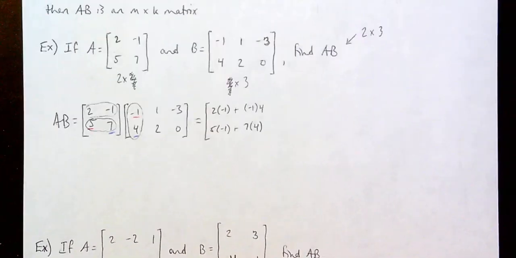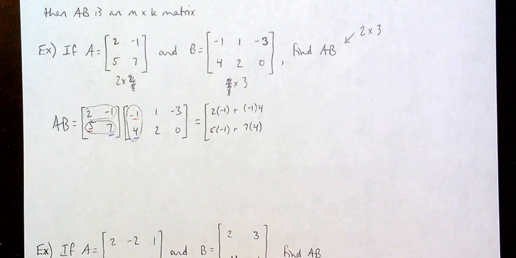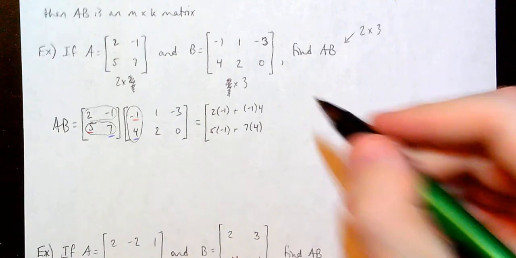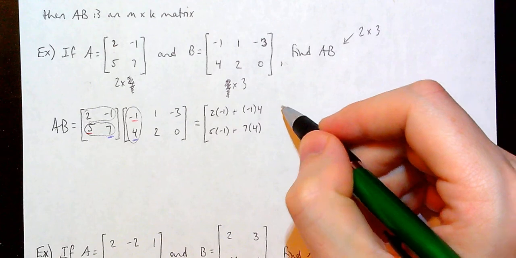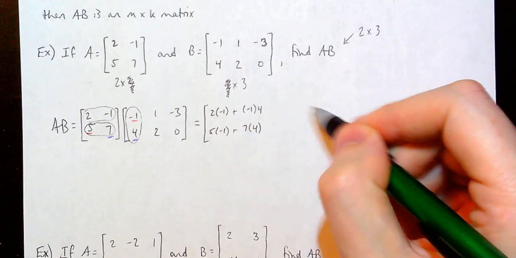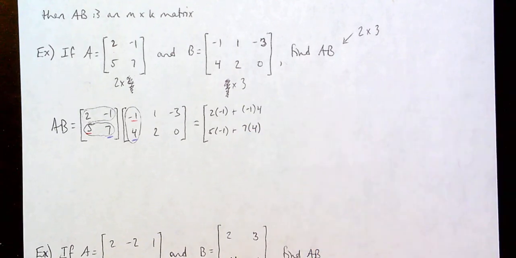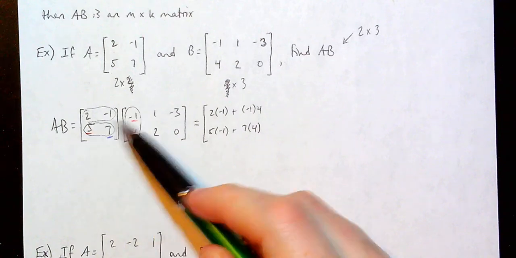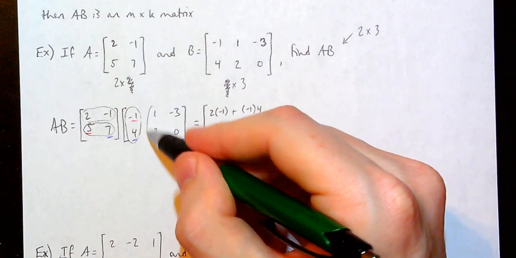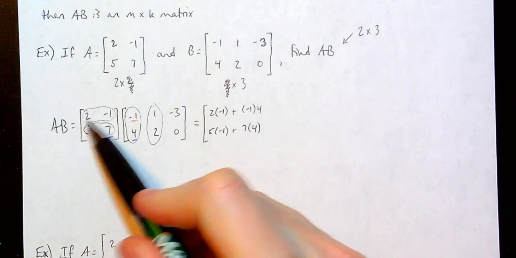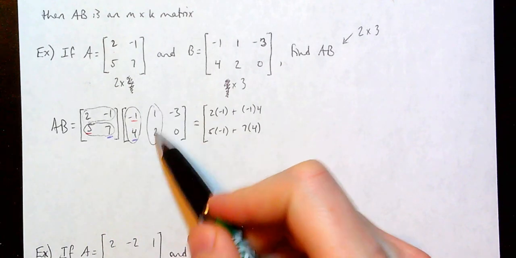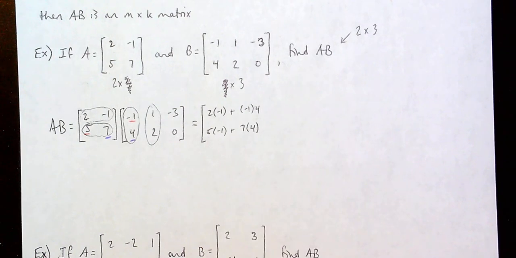So that is what the entry in our second row, first column, is going to be. Let's go on to the next entry over here. This is going to be the entry in the first row, second column. So that means I want first row and now second column here. So I'm looking at 2, -1, and now 1, comma 2.